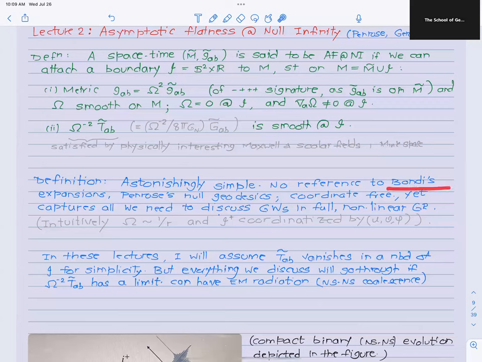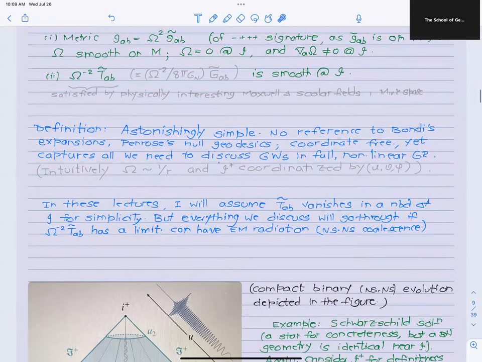Similarly, in the Bondi-Sachs framework, we've got coordinate systems, we've got null surfaces, u equal to constant going out to infinity, and we're giving the fall-off of the metric components, a quite intricate thing. None of that is here. All those things are just absorbed into the condition that the conformally rescaled metric be well-defined at null infinity.